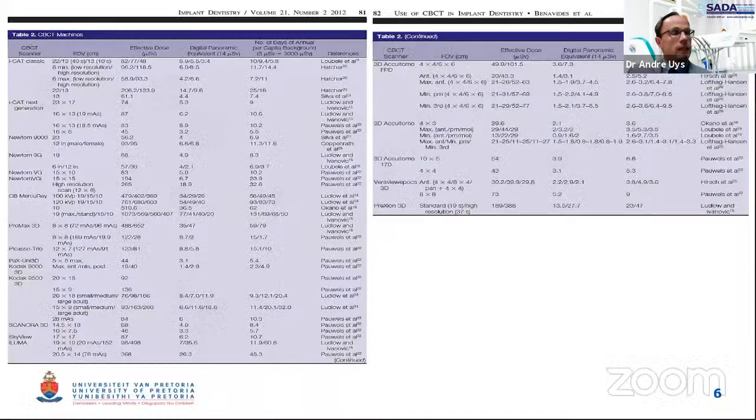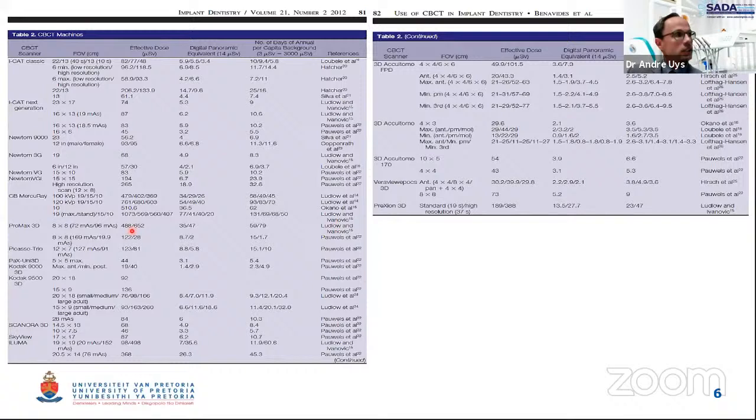I've just included this, and I just want to briefly touch on the radiation dose related to these machines. I'm going to use the ProMax 3D here as an example. You'll see that the field of view that they used in this study in implant dentistry was the same. So it was 8x8 and 8x8. The reference is obviously Pauwels and Ludlow.